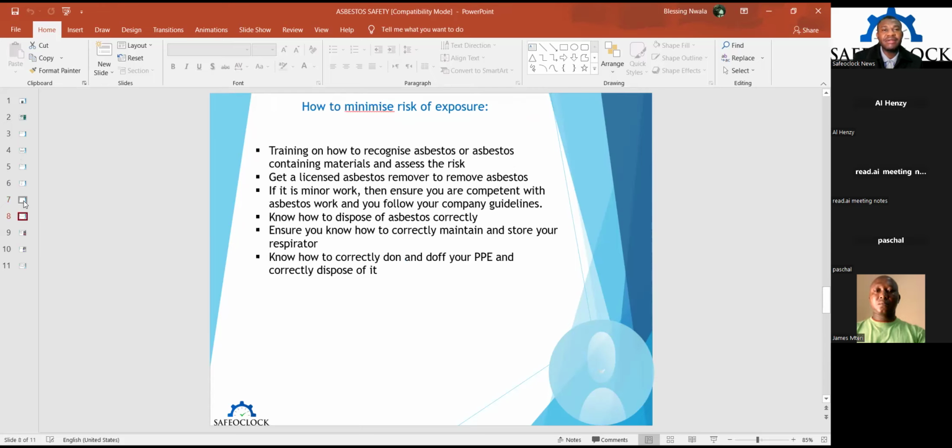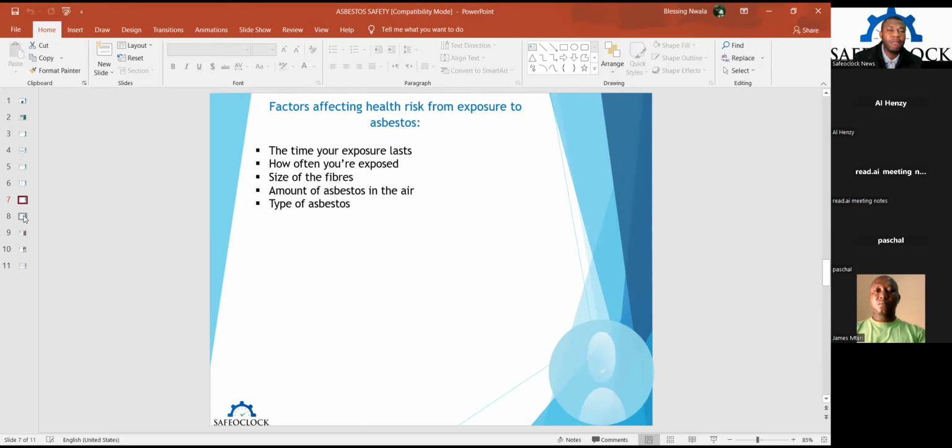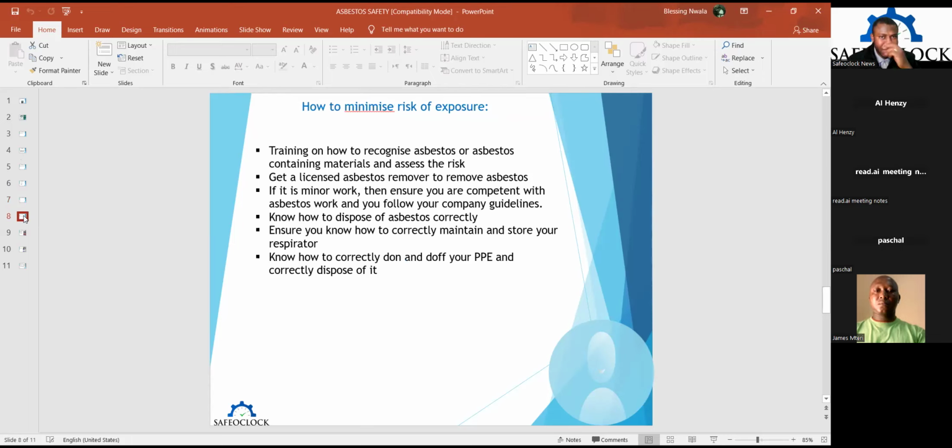Now, how do we minimize the risk of exposure to asbestos? Mr. Steven has touched on some of them. But the first one is training. You need to be trained to recognize asbestos or asbestos containing materials.